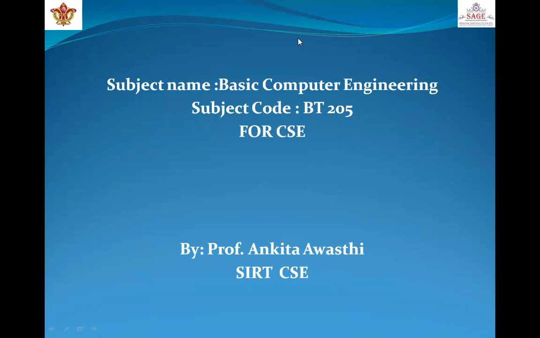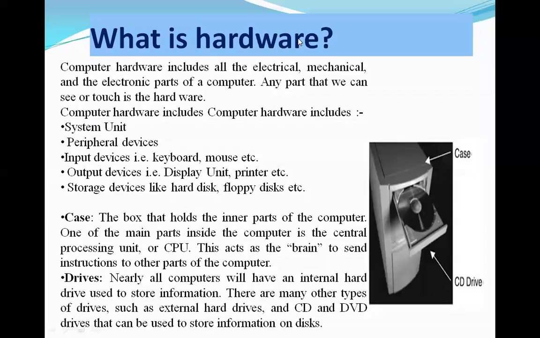Today's topic is computer hardware and software. What is hardware? Firstly, we will discuss hardware. What is computer hardware? Computer hardware includes all the electrical, mechanical, and electronic parts of a computer. Any part that we can see or touch is hardware. Computer hardware includes the computer system unit, peripheral devices, input devices such as keyboard and mouse, and output devices such as display unit, printer, etc.